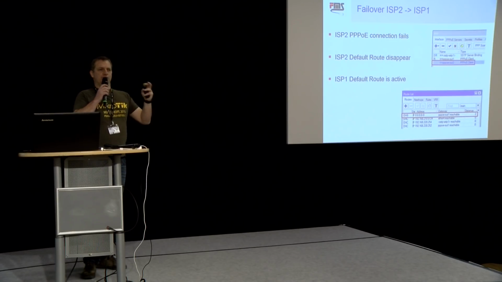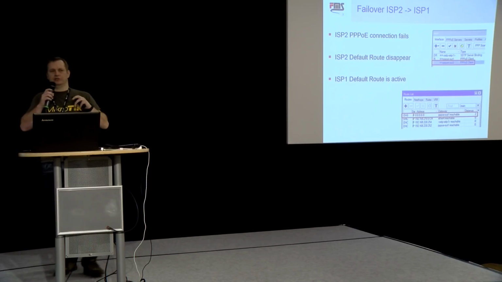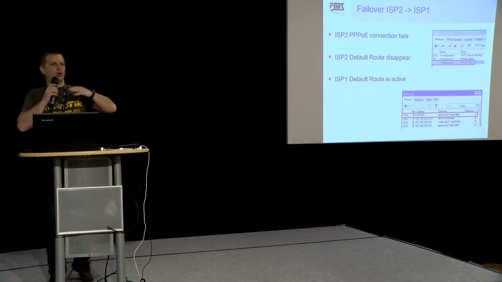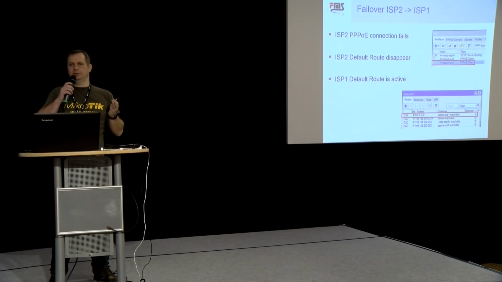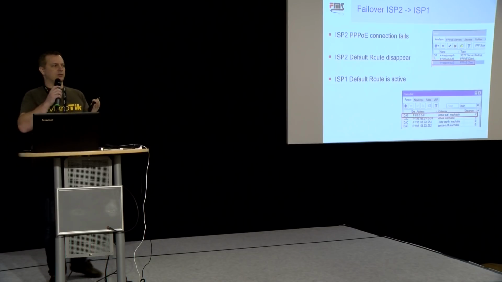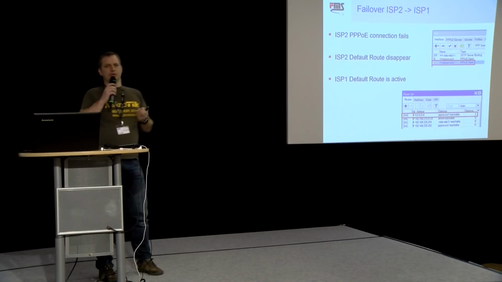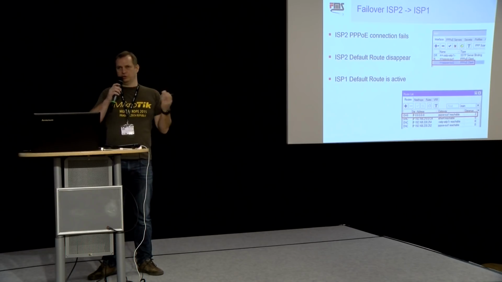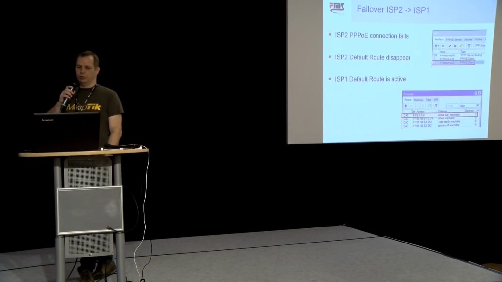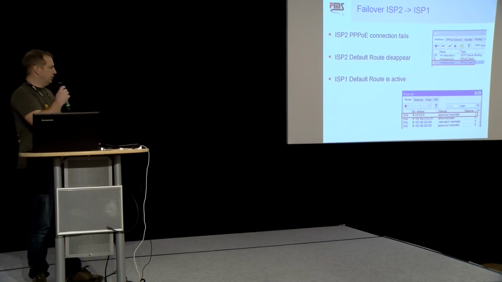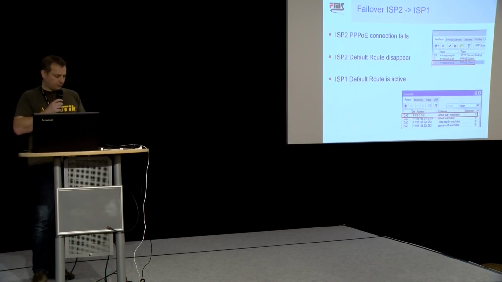And if the ISP2 PPPoE connection fails, we get fallback to the other line automatically, because if the connection fails, the interface will not be available. Its route will vanish, and that way we will automatically take the default route with the higher distance. That's what you can see here, just one default route left.